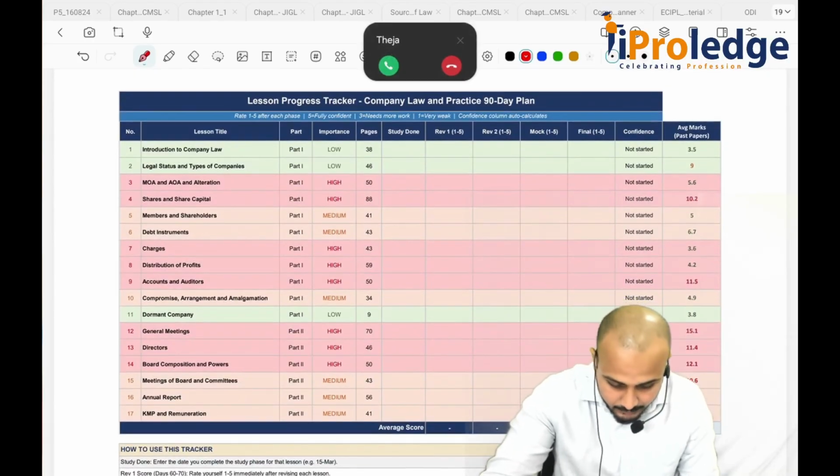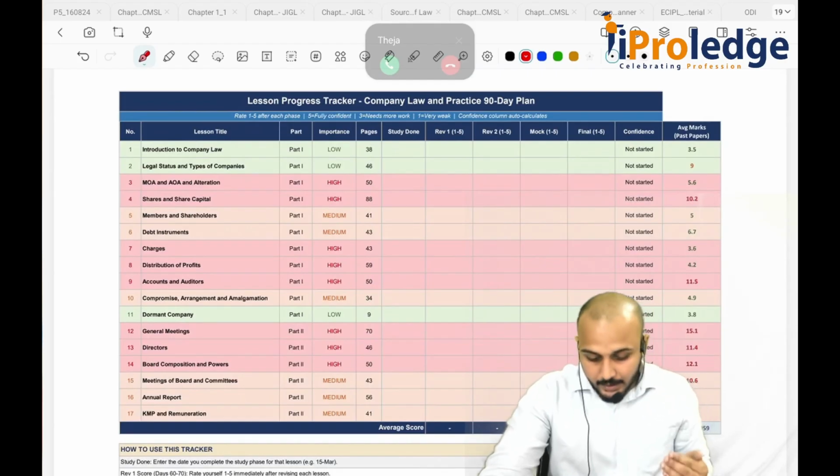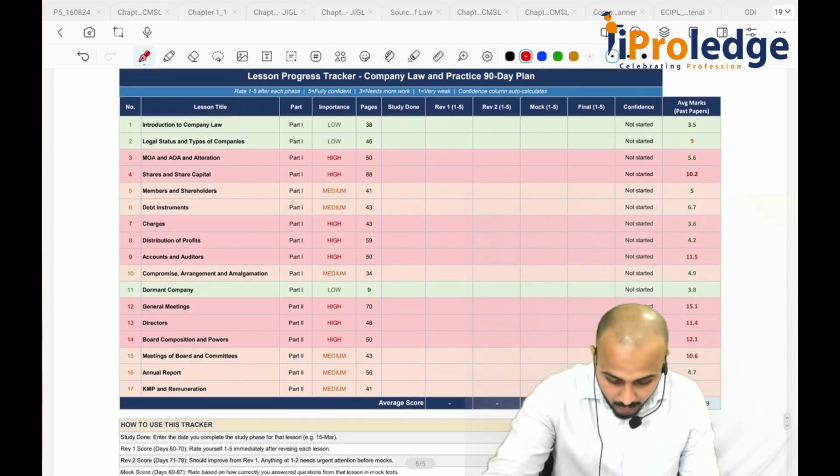You also have a tracker where you can track your studies on a daily basis.